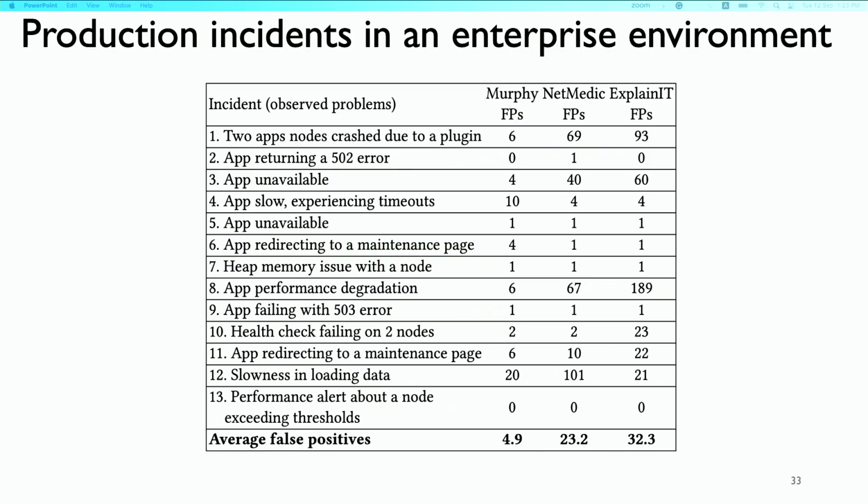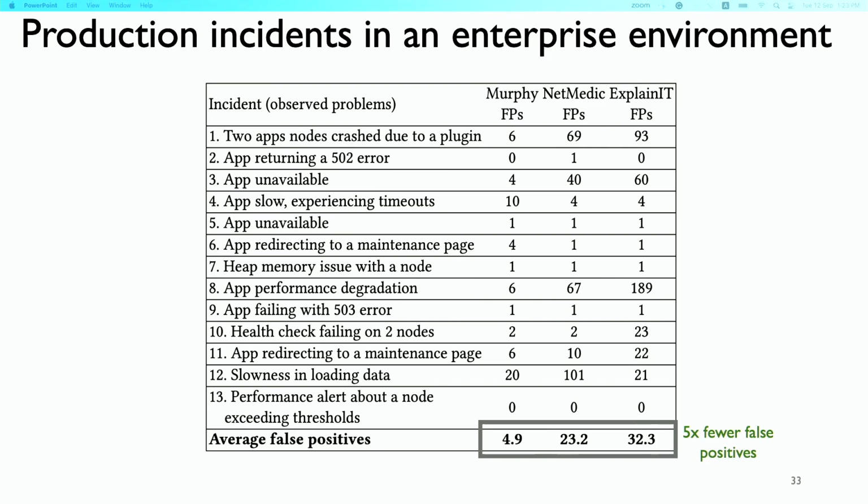And finally, we tried our schemes for some production incidents in an enterprise environment, and we found out that Murphy produces 5x fewer false positives while achieving the same level of false negatives.